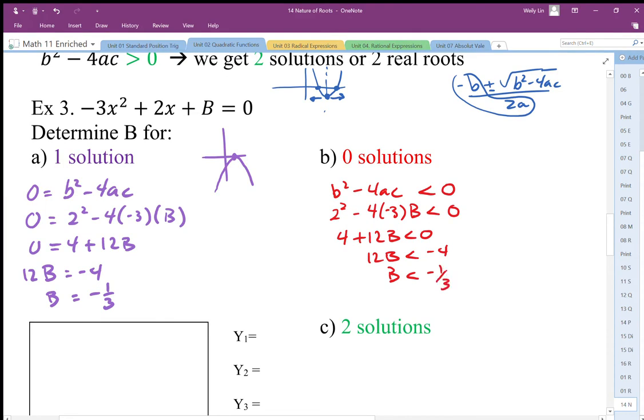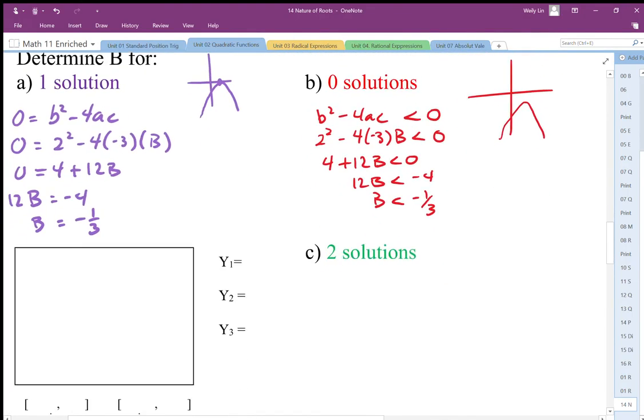If b is less than negative 1/3, it's going to shift even further down. That starts with my graph that looks like this when b is 0. And if I make b further than negative 1/3, so negative 1/3 will give me the balance, but anything less than negative 1/3 will give me 0 solutions. So that's what it looks like.